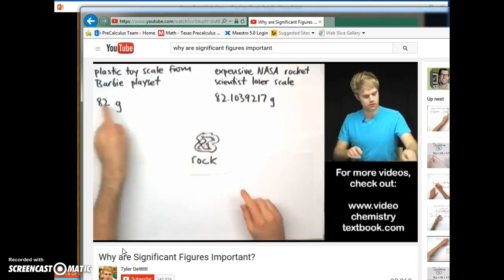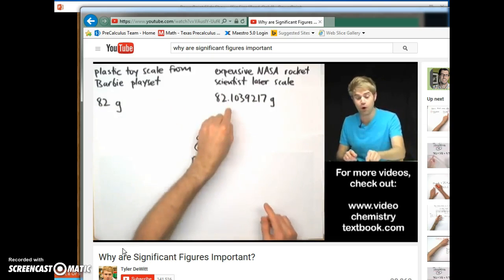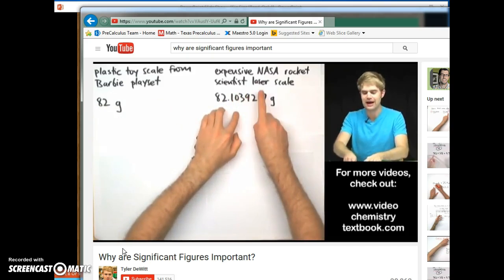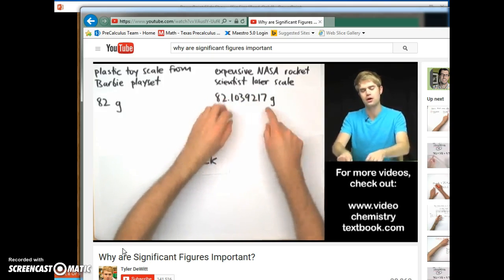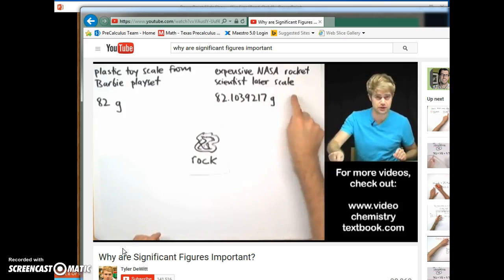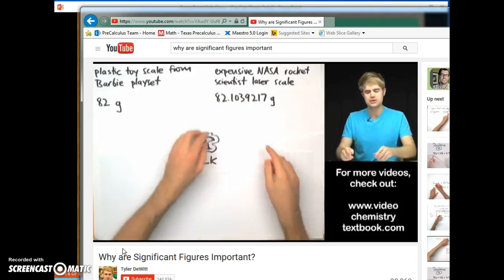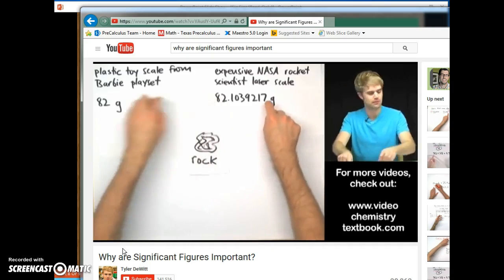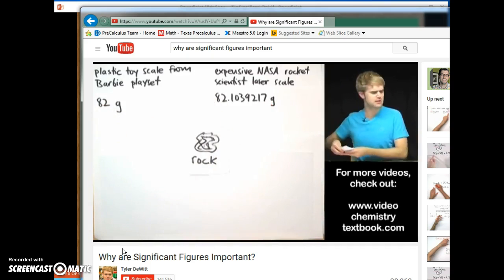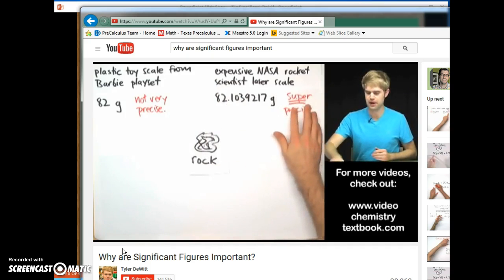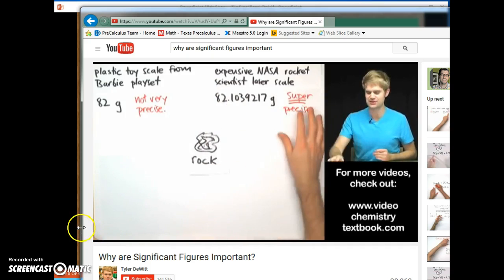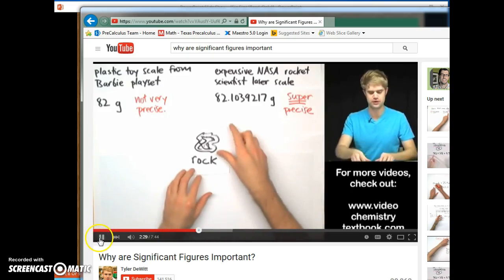It says 82, similar to the Barbie playset, 0.1039217 grams. All these extra numbers are here because the laser scale is much more sensitive, and so it gives me a much more precise number than I get from over here. So I can say that my Barbie scale number, 82, is not very precise, as compared to the NASA laser scale, which is super precise.